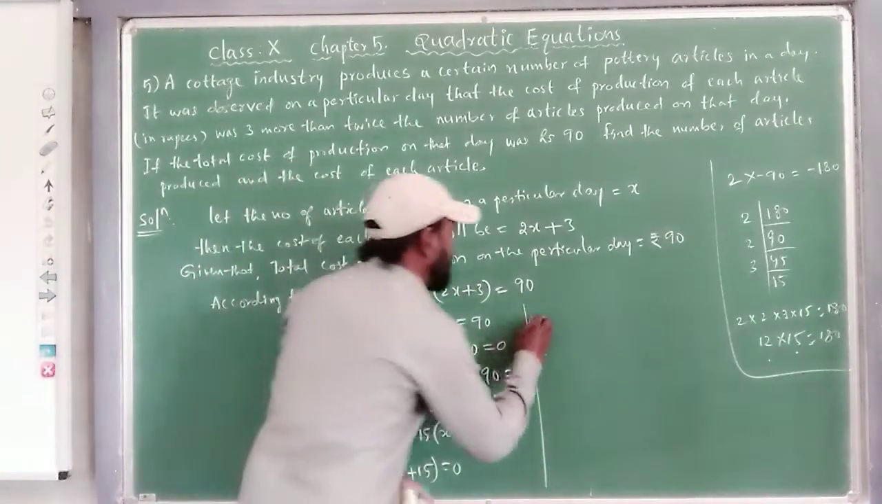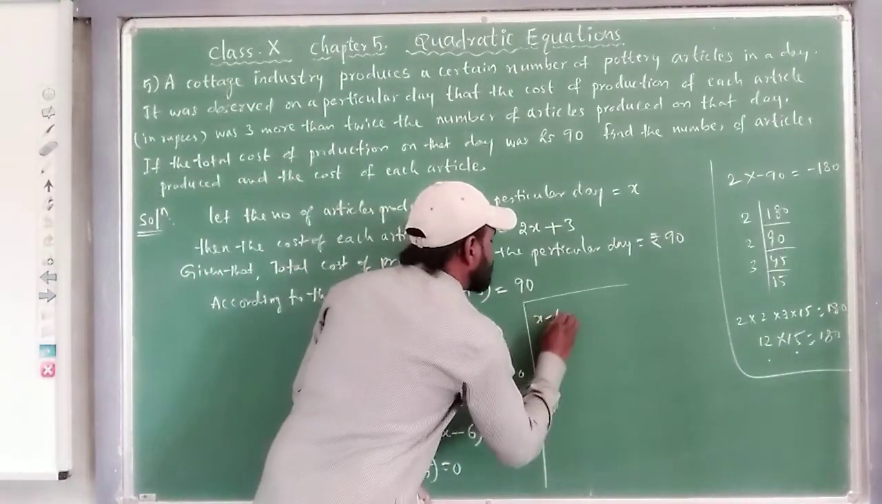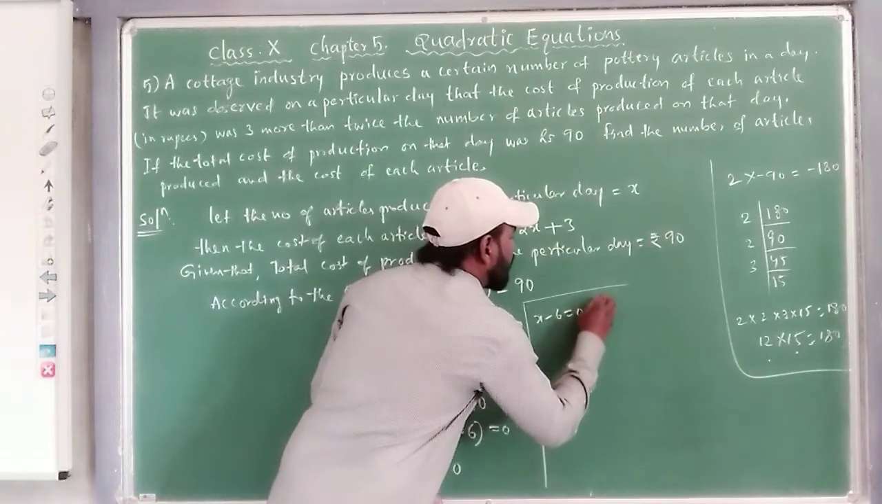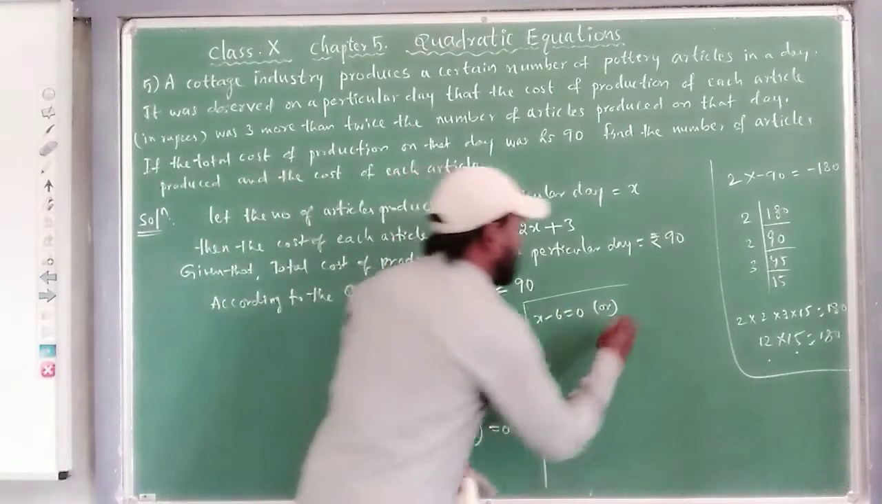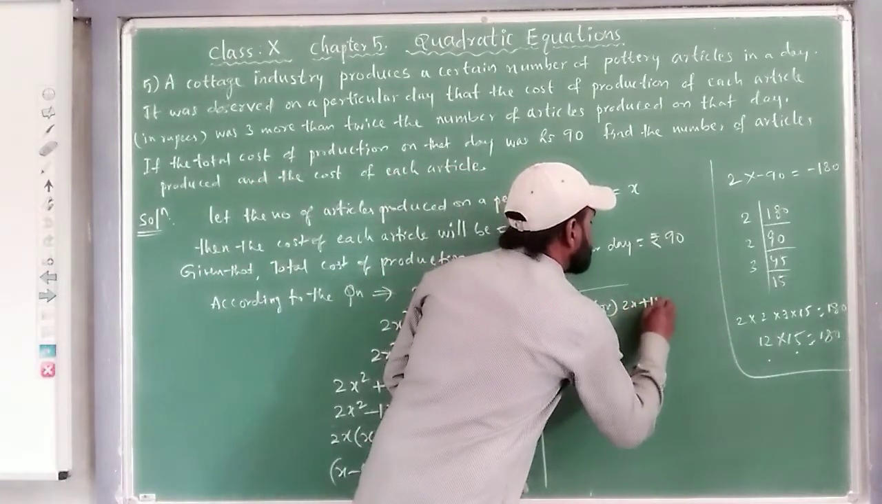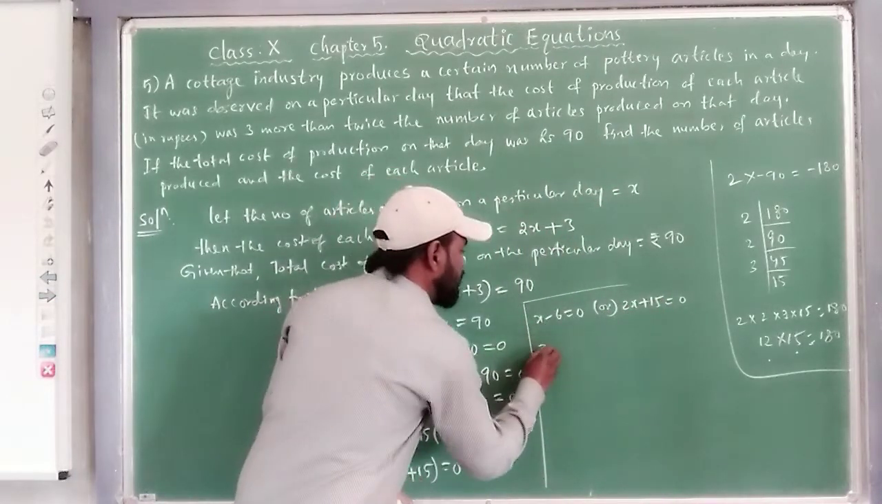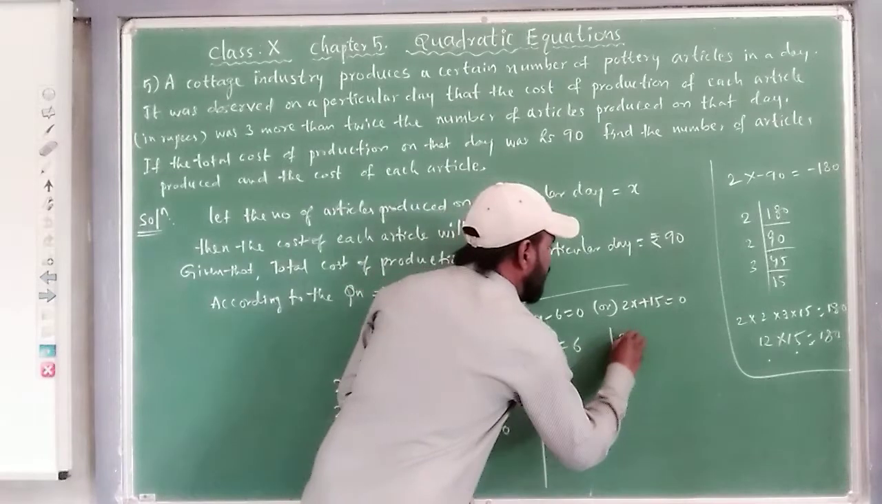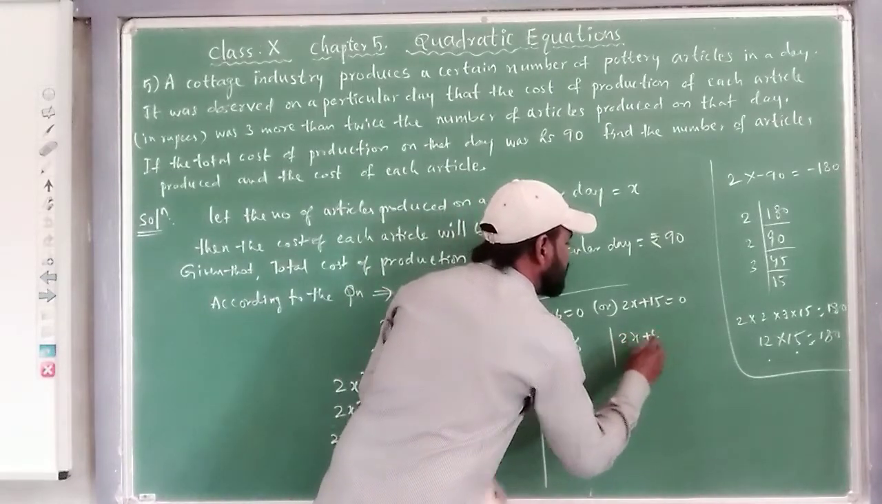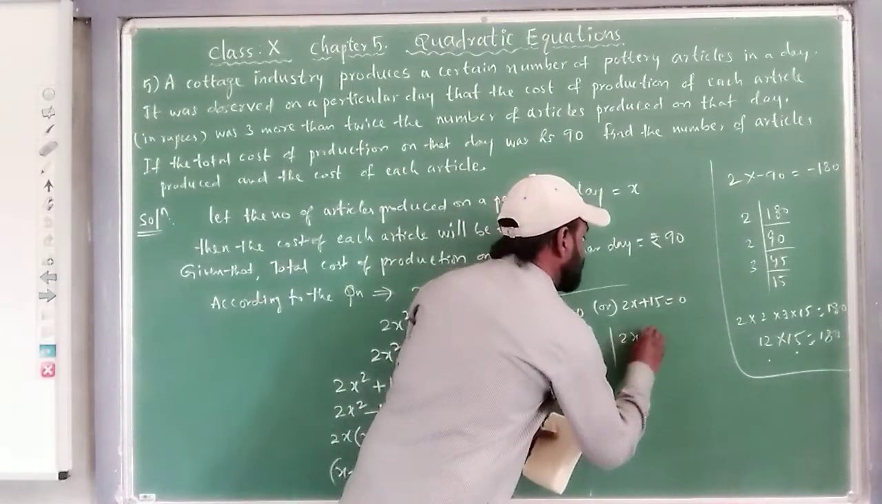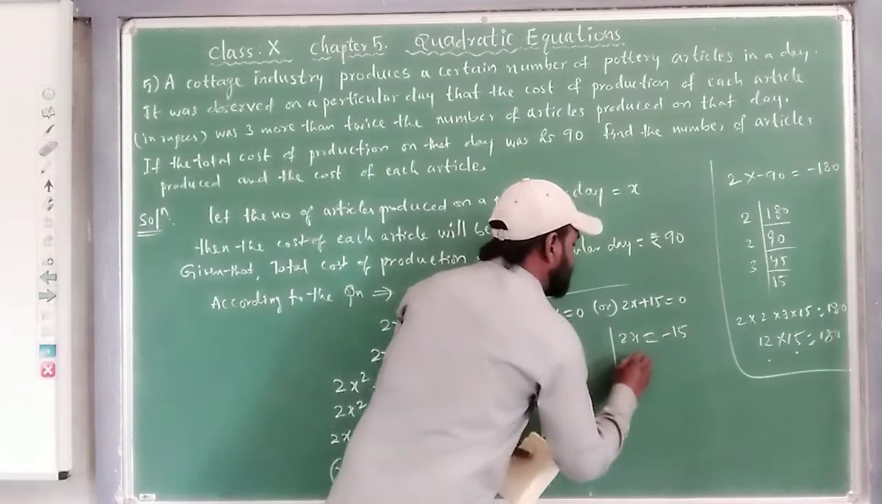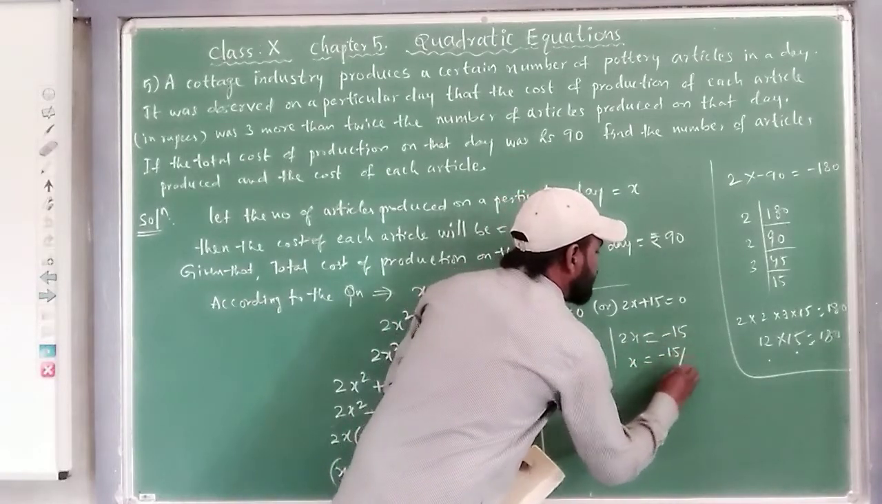First I am taking x minus 6 as equal to 0, or 2x plus 15 is equal to 0. Here minus 6 goes that side and will become plus 6. Here 2x plus 15 is equal to 0. So 2x is equal to plus 15 goes that side will become minus 15. x is equal to minus 15 by 2.